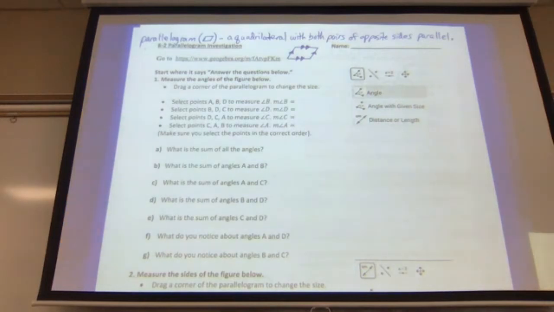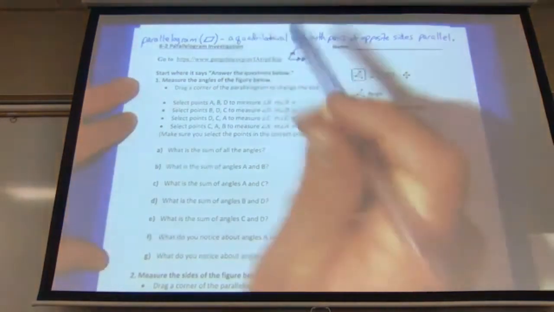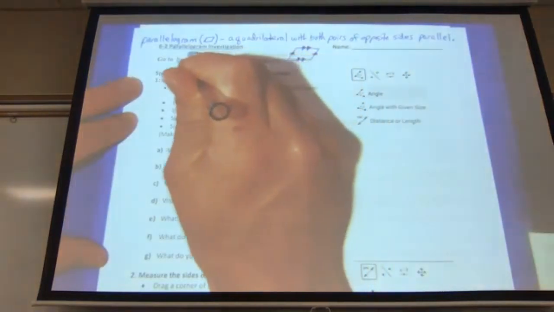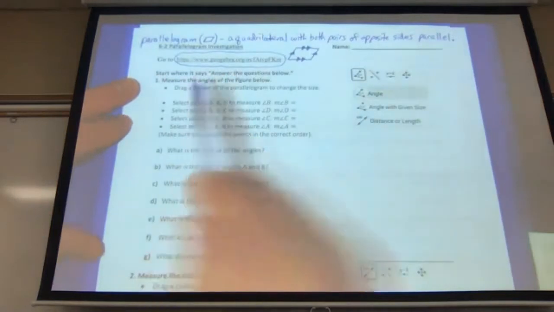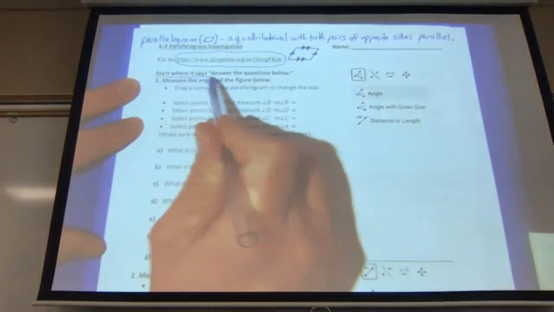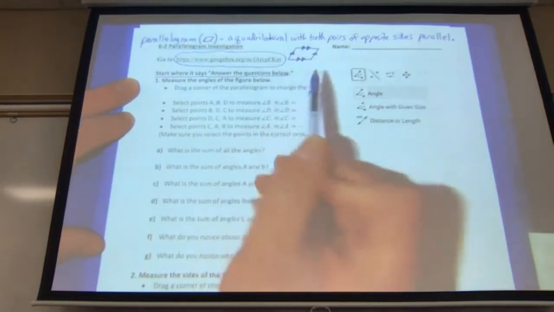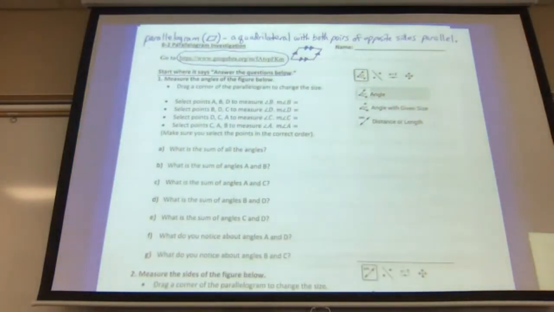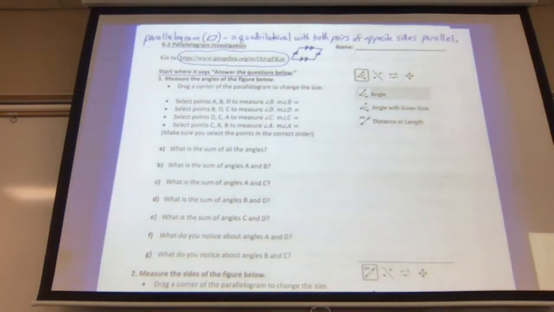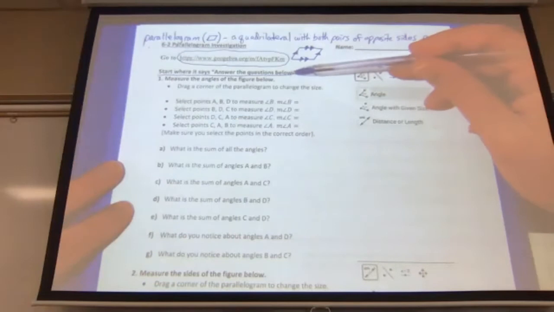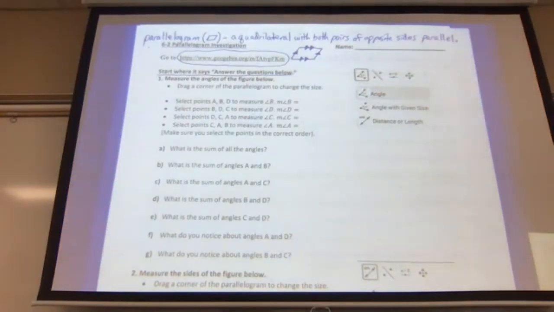So what I'm going to do is give you about a half hour to work on this. And there's a few things I want to point out. Here is the website that you're going to go to. And when you get to that website, you have to go down here where it says start. You're going to start where it says answer the questions below. So you have to scroll down a little bit before you get to the part where you have to start. If you start all the way up to the top, it's going to mess things up. So make sure you scroll down below where it says answer the questions below.